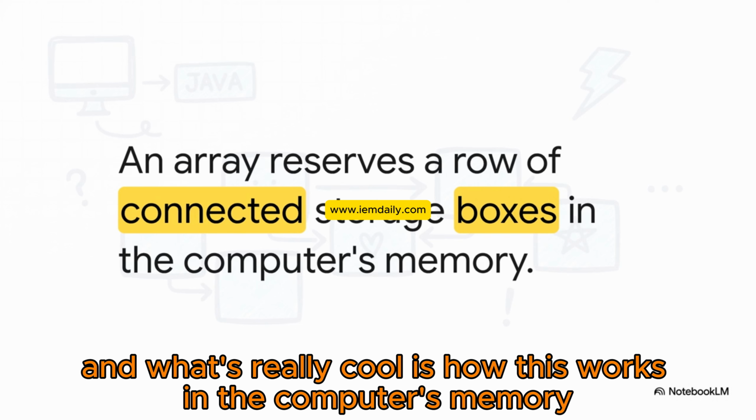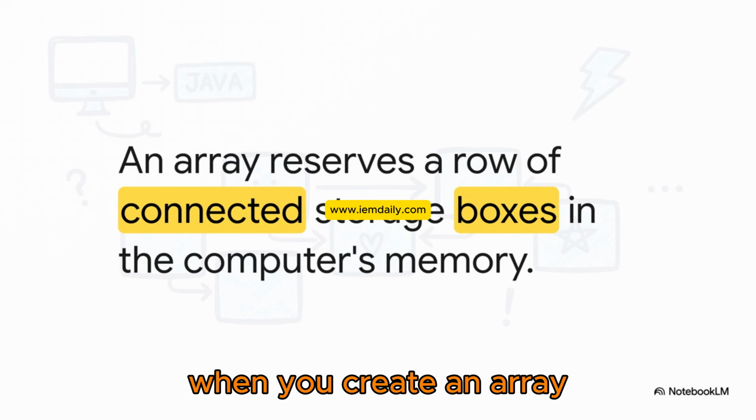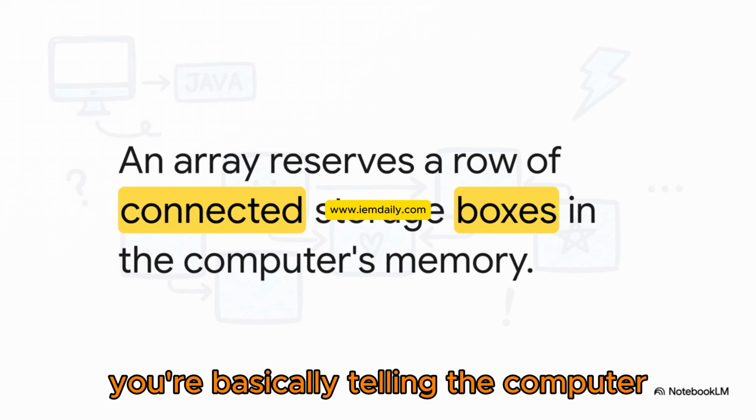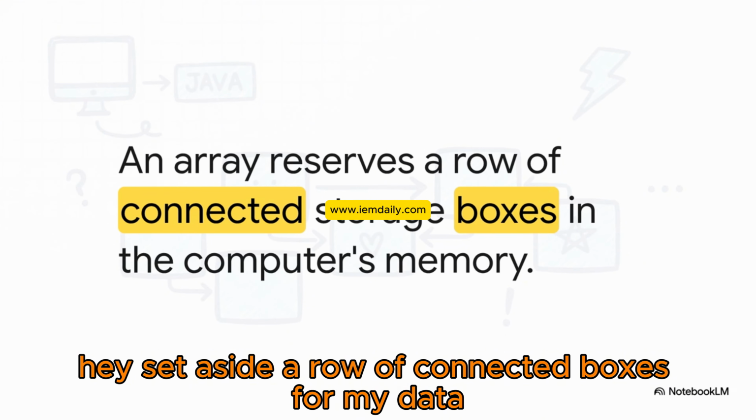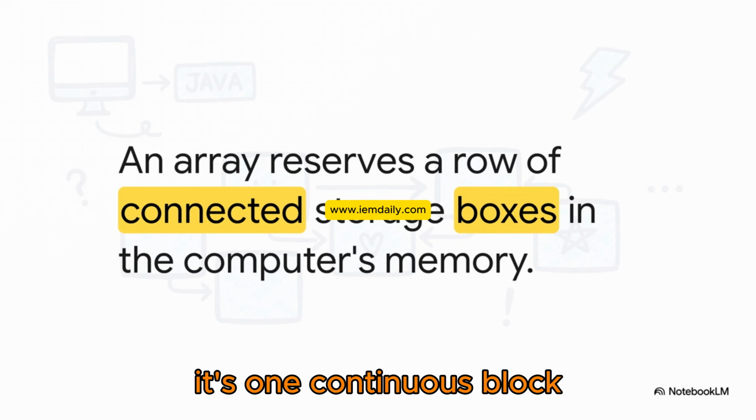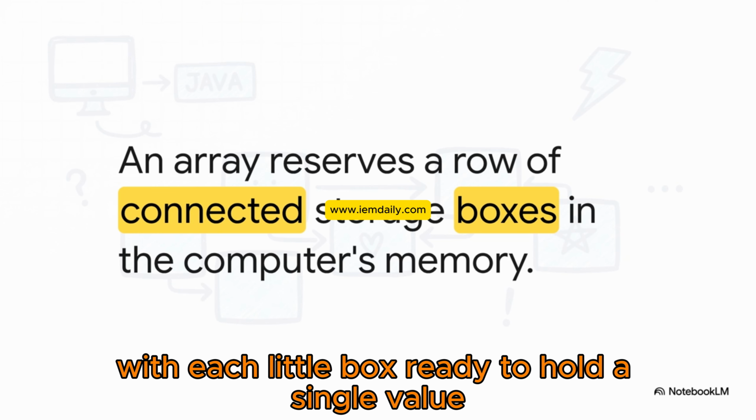And what's really cool is how this works in the computer's memory. When you create an array, you're basically telling the computer, hey, set aside a row of connected boxes for my data. It's one continuous block, with each little box ready to hold a single value.